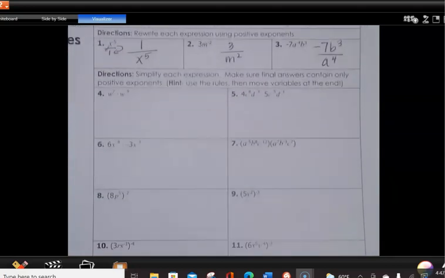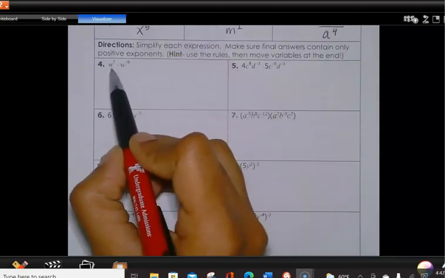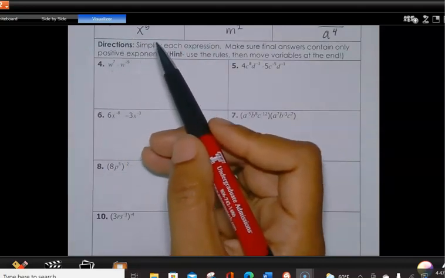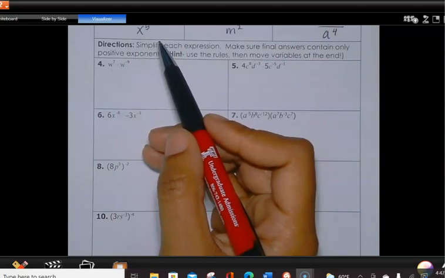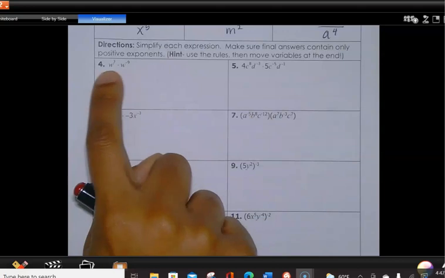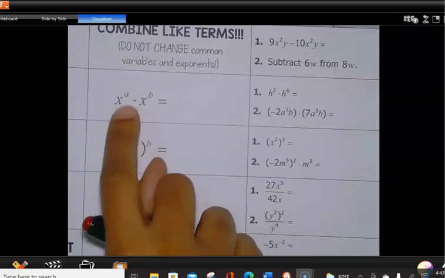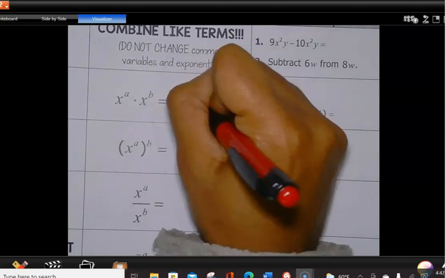Now, for this one, number 4, you notice that you have basically w to the 7th times w to the negative 9. So if I go to my cheat sheet for a second, I say, oh, look, these guys both have the same base. They have different exponents or powers, so the law says that if I have the same base and different powers, I should do addition.